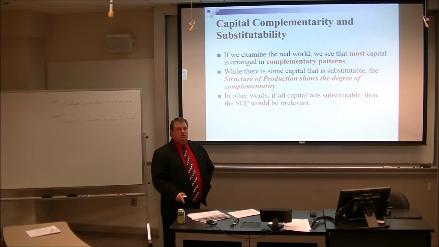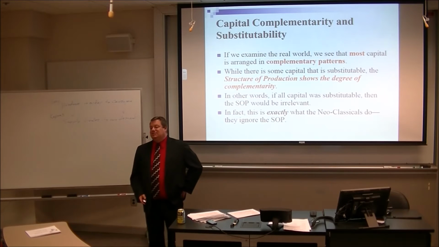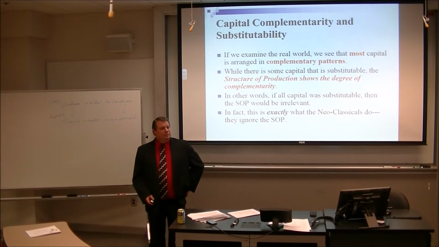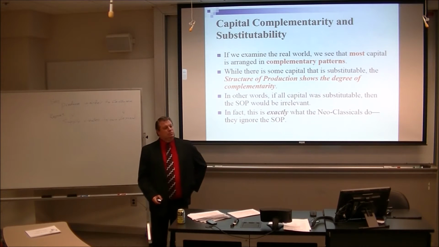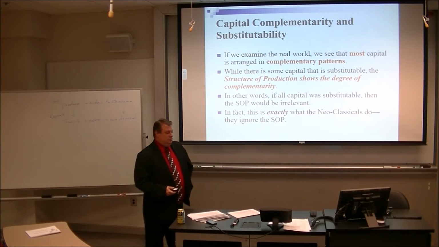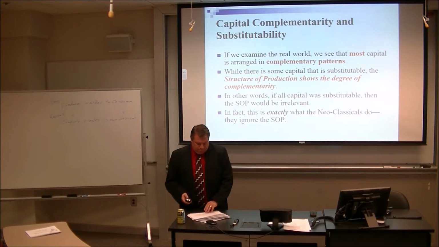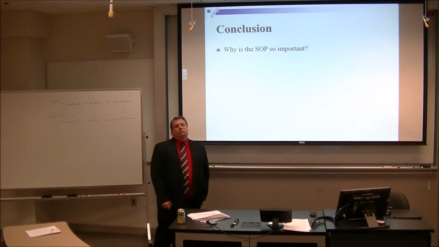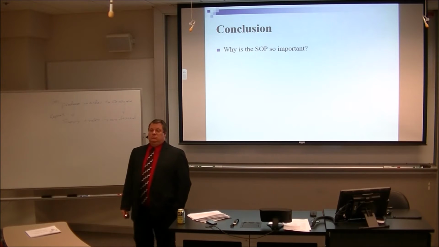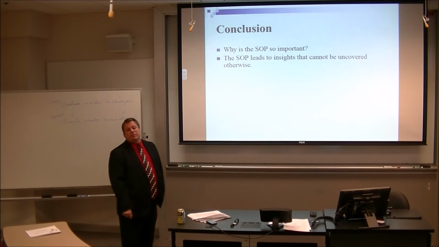In other words, if all capital was just this blob, it's all substitutable, then the structure of production would be wholly irrelevant. In fact, that's exactly what the neoclassicals do. They ignore structure of production. It is completely irrelevant. They don't look at it. They don't use it. So why is the structure of production so important? Well, these are insights that can't be uncovered otherwise.